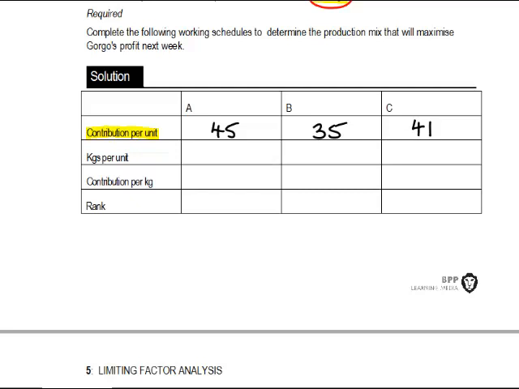Now, if we were going to rank those products just on contribution per unit, then you could see that A would be the first one that we'd choose. However, we've got a scarce resource, and that means that we want to try and get the maximum possible contribution for every unit of scarce resource, for every kilogram of material. So the next stage then is to actually work out how many kilograms each of these products uses.